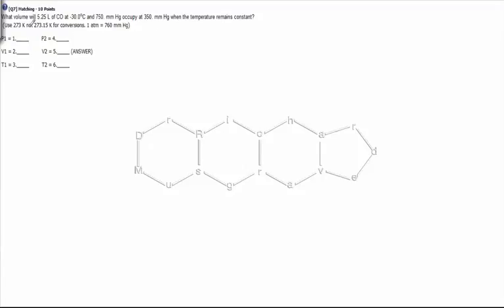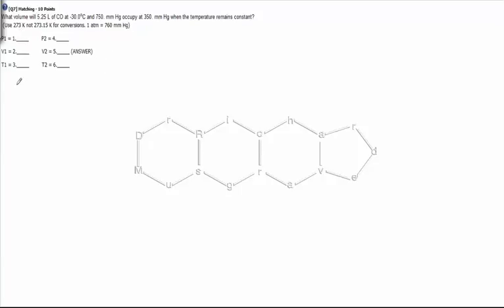Alright, so in this one, what volume will 5.25 litres of CO at negative 30.0 degrees Celsius and 750 millimeters of mercury occupy at 350 millimeters of mercury when the temperature remains constant? So you see we've got two sets of conditions, two different pressures going on here. So we're definitely looking at a P1 V1 over T1 equals P2 V2 over T2 type problem.